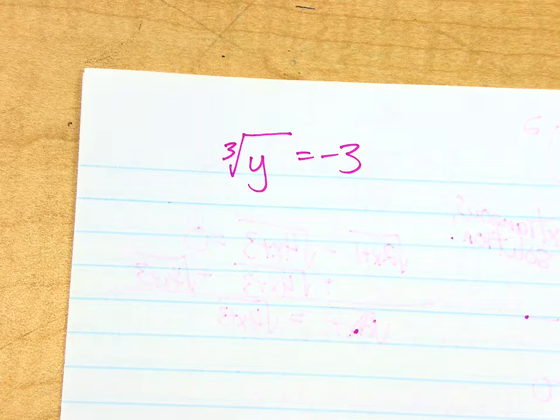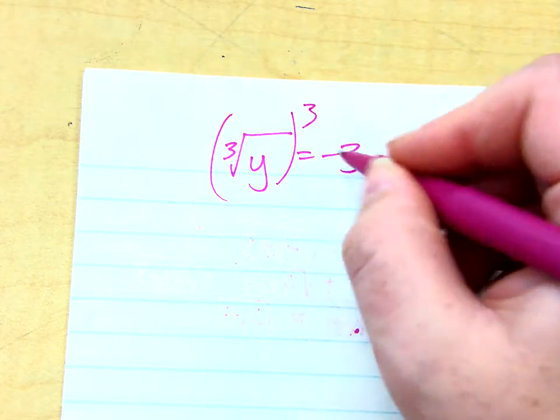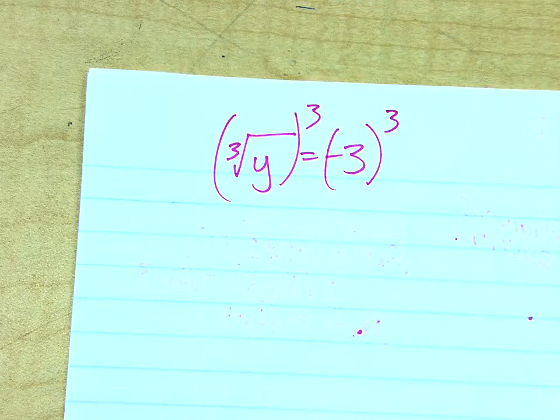What do you think you do? If you follow the steps from before, step 1 was get the radical by itself. It's already by itself. Step 2 was raise both sides to the power of the index. Well, what's the index in this one? 3. So I just raise both sides to the third power.